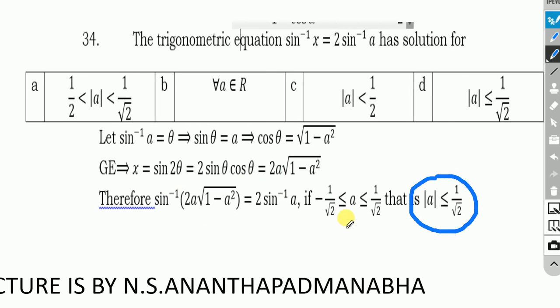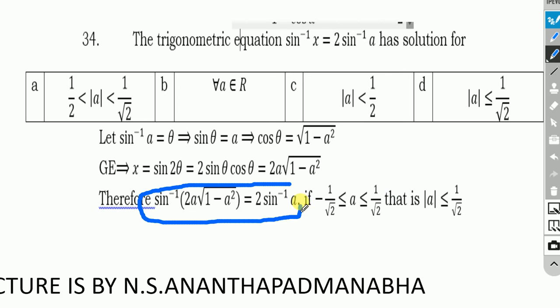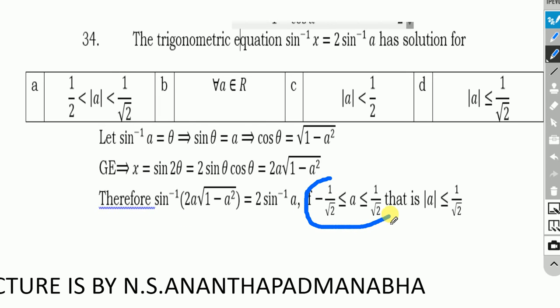That is, minus 1 by root 2 less than or equal to a less than or equal to 1 by root 2. We know that we have proved this standard result: sin inverse of 2x into root of 1 minus x square is equal to 2 sin inverse of x if minus 1 by root 2 is less than or equal to x less than or equal to 1 by root 2, that is, a lies between minus 1 by root 2 and plus 1 by root 2. Another way of interpreting this inequality is modulus of a less than or equal to 1 by root 2. That is option D is the correct answer.